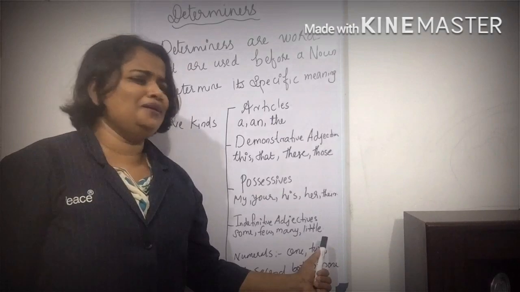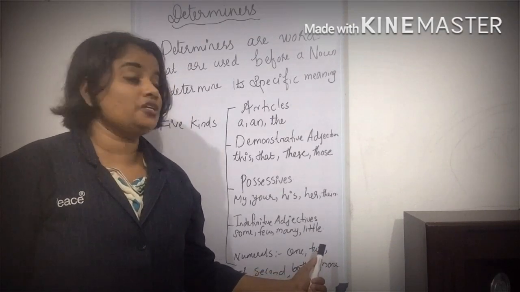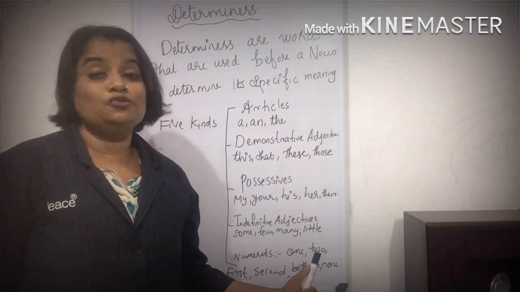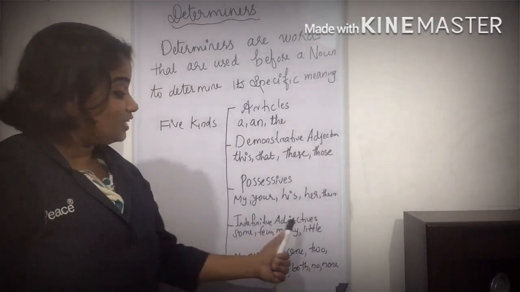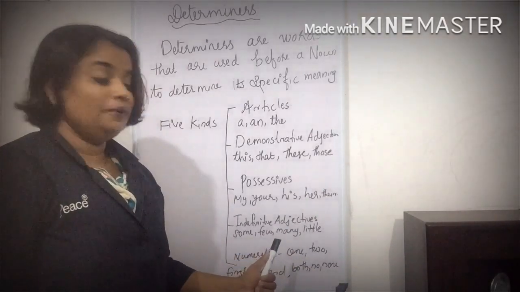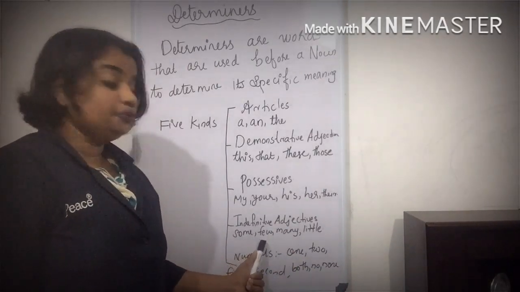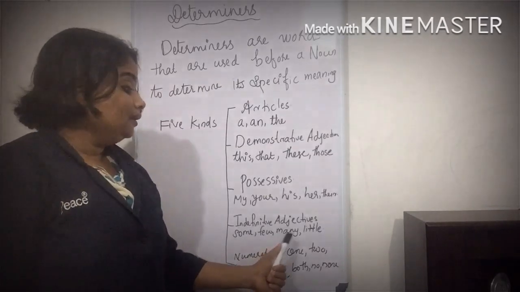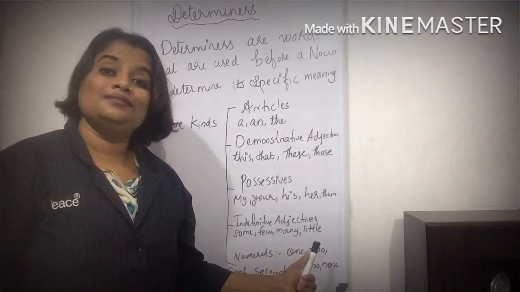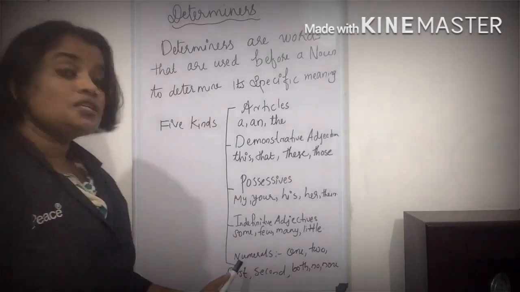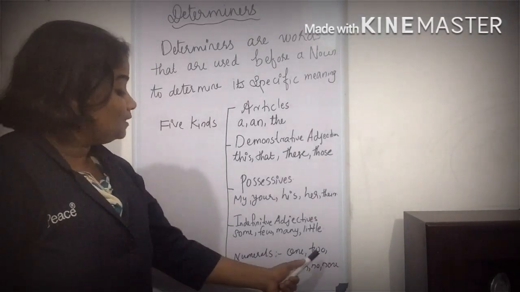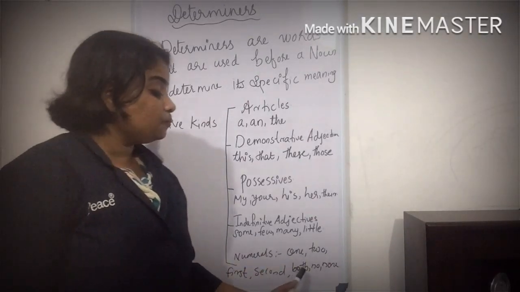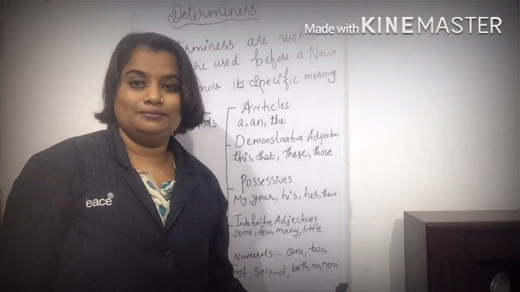This is very difficult for us. Sometimes we forget how to use these indefinite adjectives. We get confused about some, few, a few, many, little, a little. The last one is numerals: one, two, first, second, both, no, none.